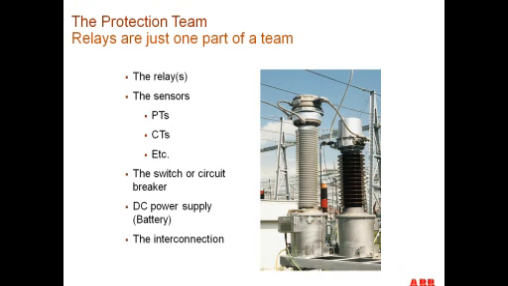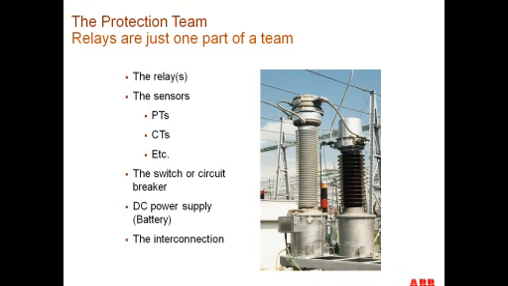The next piece on the system is the DC power supply. The relay has to be powered by some means, and so we have a DC power supply that will apply the power to the relay for the relay to operate. Then that same DC power supply is also applied to the circuit breaker, so the circuit breaker can interrupt the circuit. So all these devices go together to make up the protection team.